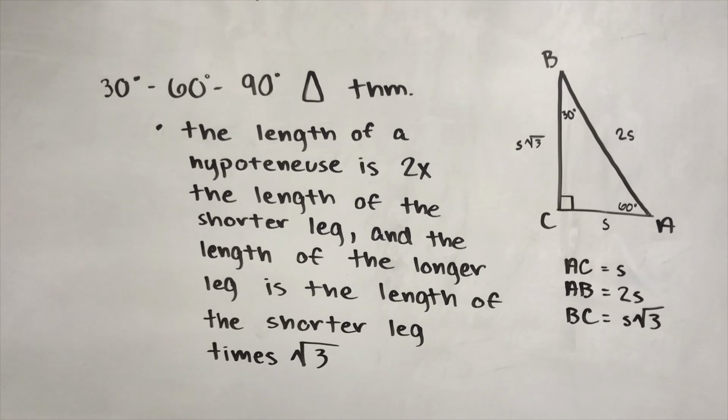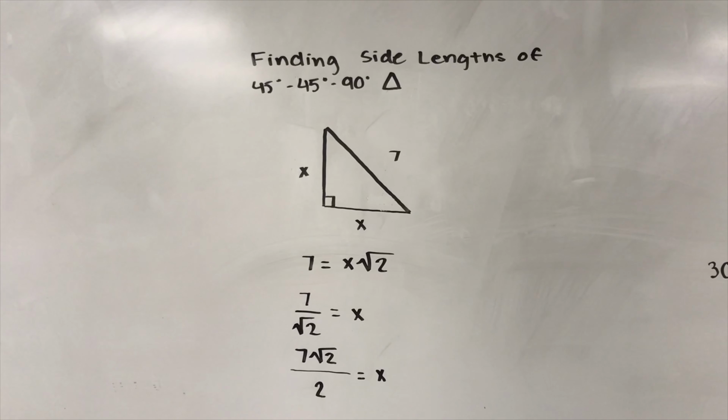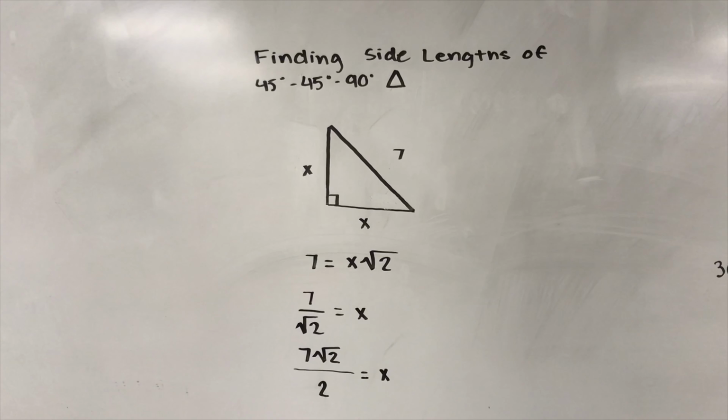This triangle is an isosceles right triangle with the hypotenuse length of 7. So to solve for x, you would do 7 equals x times radical 2 and get x by itself by dividing both sides by radical 2. And your answer should come out to 7 radical 2 over 2.